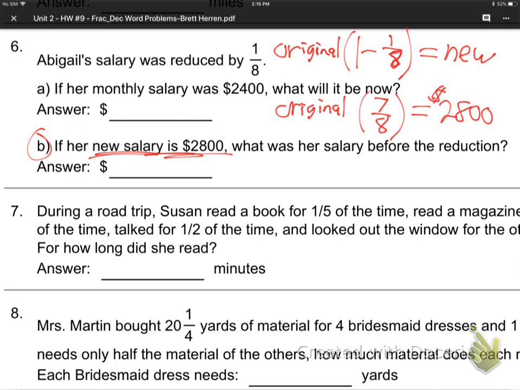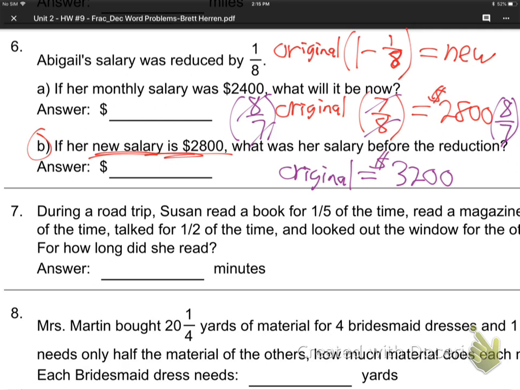Yeah, we do the same thing we did before. I'll just multiply by the upside down, which is what you're saying. So just multiply by the reciprocal, the upside down, again. Gets rid of the 8, gets rid of the 7. Then the original equals 3,200. That was her salary before the reduction. It was higher, which makes sense, of course.